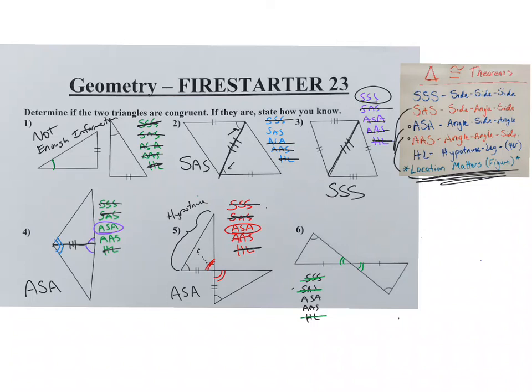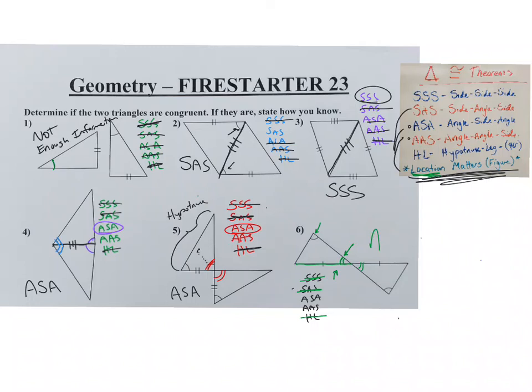So now I have to determine whether it's angle, side, angle, or angle, angle, side. Remember, location matters. The side is only touching one of the angles. So that means it's angle, angle, side, because it goes this guy, then this guy, then this guy. Angle, side, angle means both angles have to touch the congruent side, and that's not happening here. So this is going to be angle, side, angle.